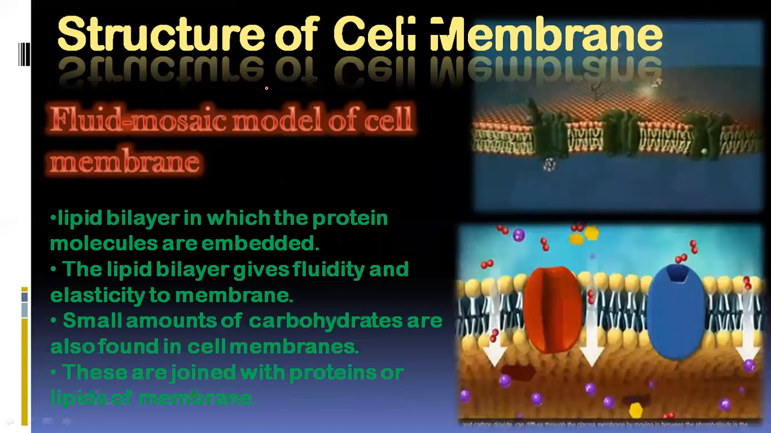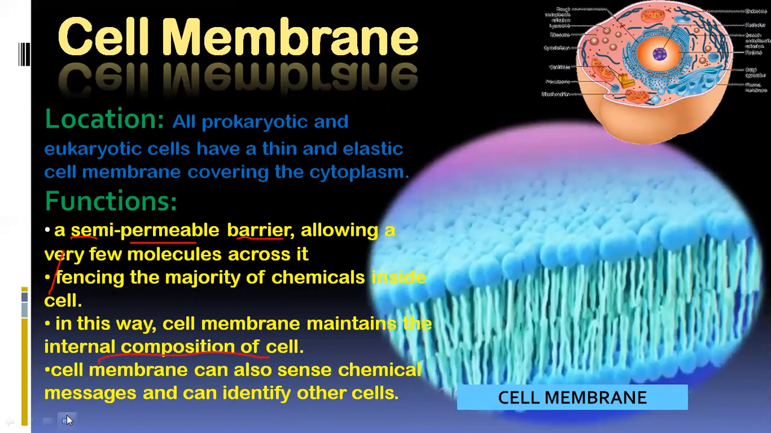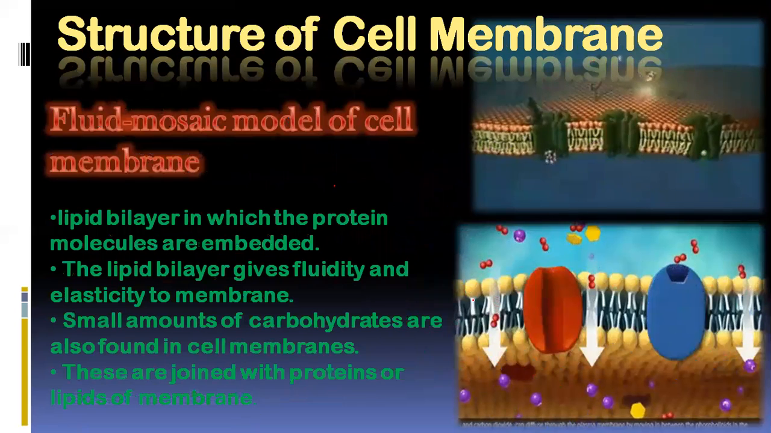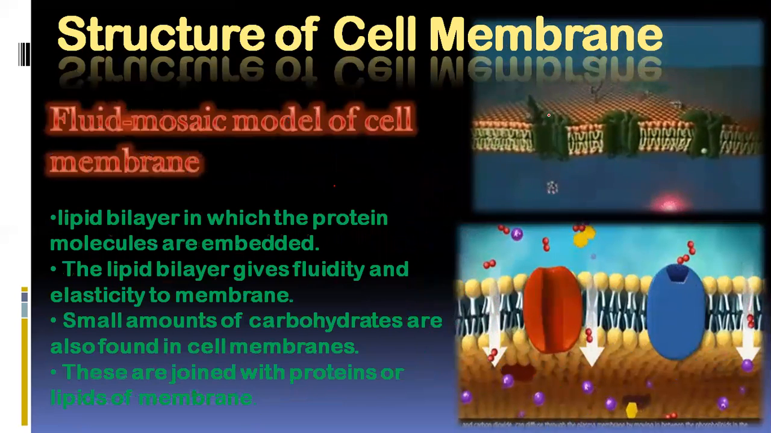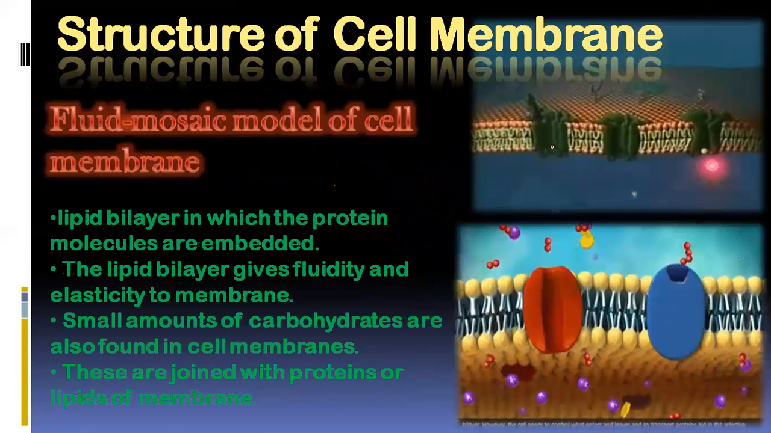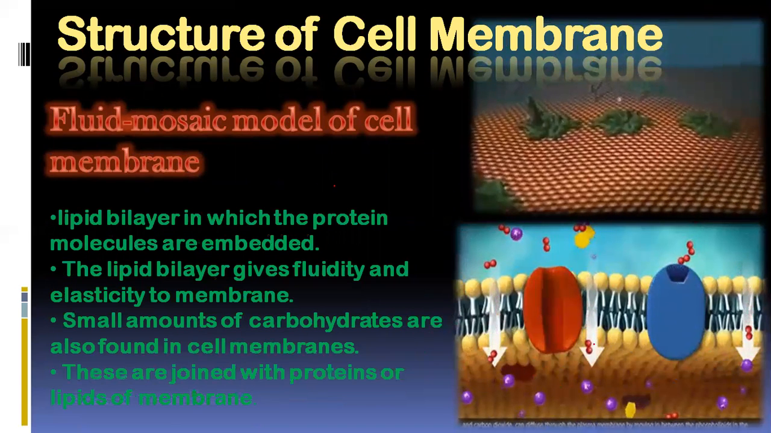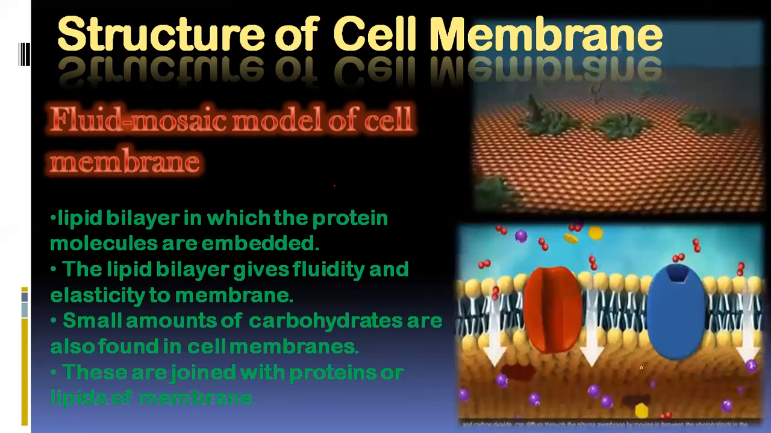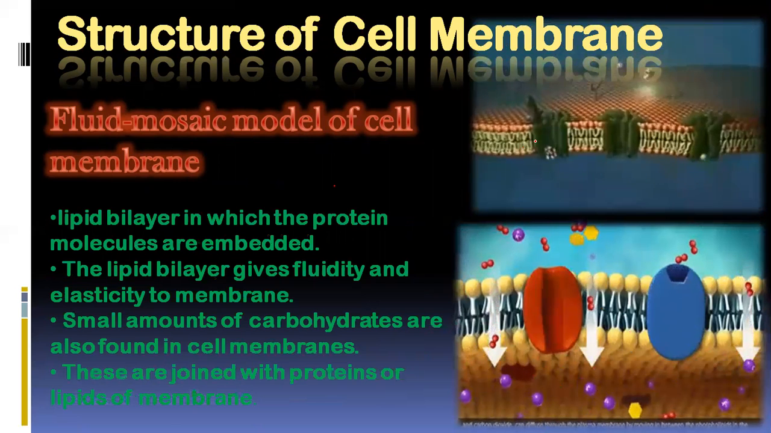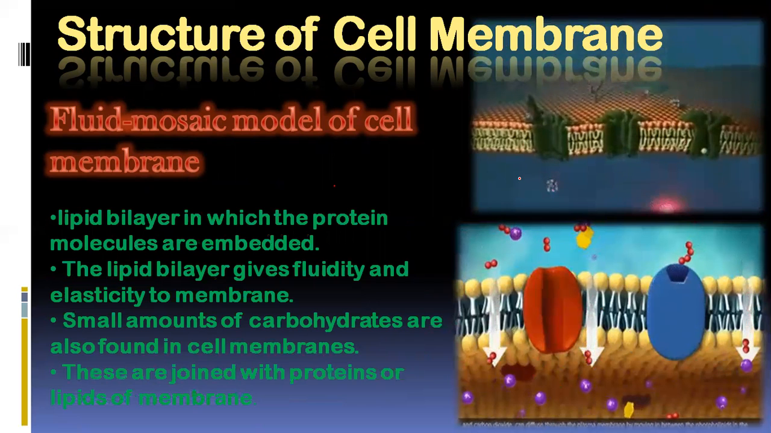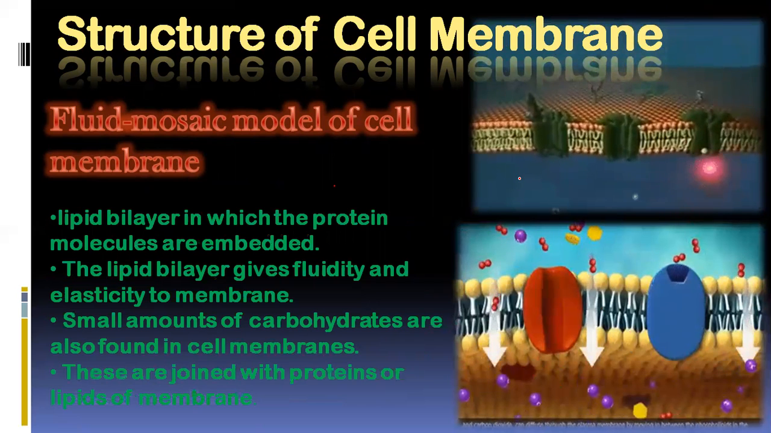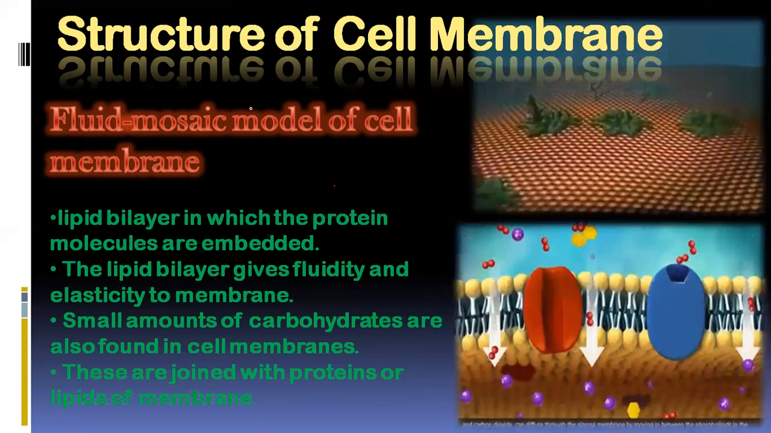So now we will see in detail the structure of the plasma membrane. Here you can see the function, how it is allowing some of the materials to pass out of the cell and some of the materials to move inside the cells. So this is the cell membrane of an animal cell or plant cell, any type of cell. So it is a very important structure.